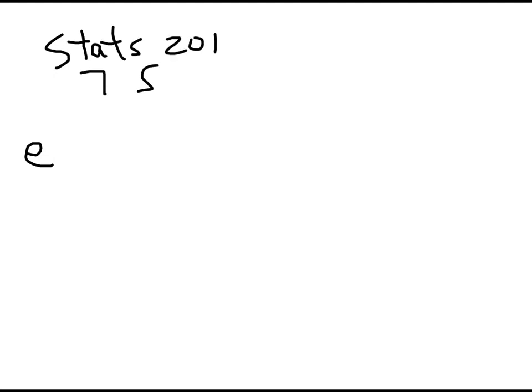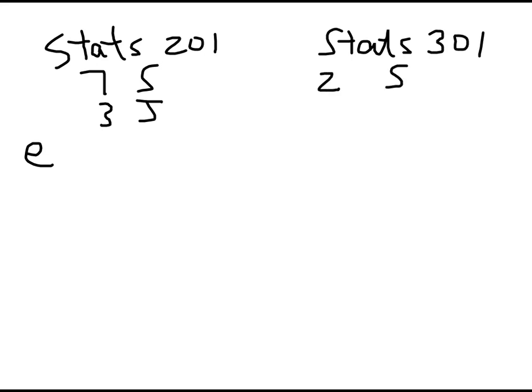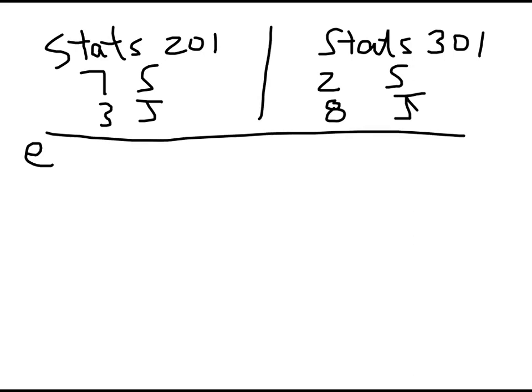All right. Let me just write these back out here again. We have Stats 201, 7 sophomores and 3 juniors. Stats 301 with 2 sophomores and 8 juniors. Question E asks, or I'm sorry, we're on question F.